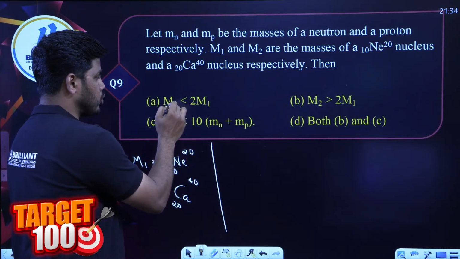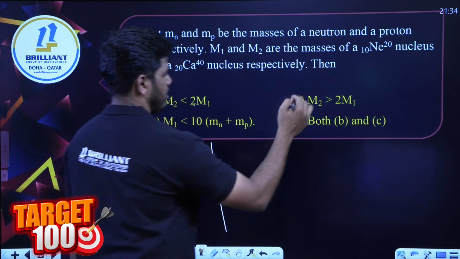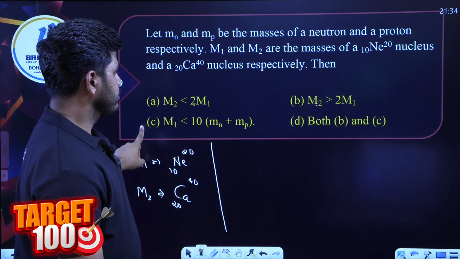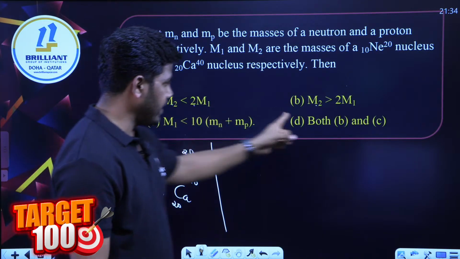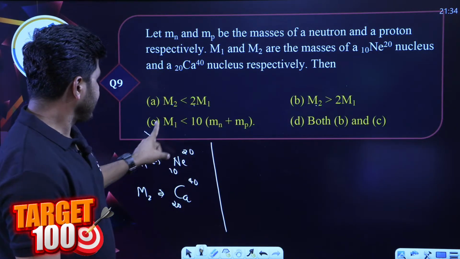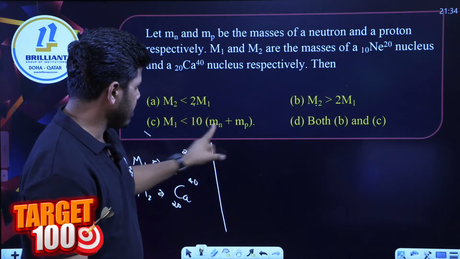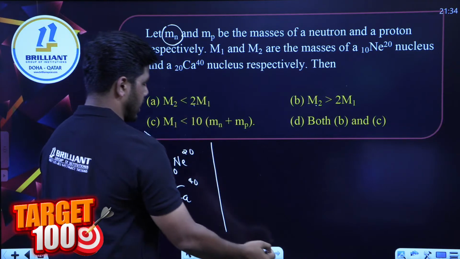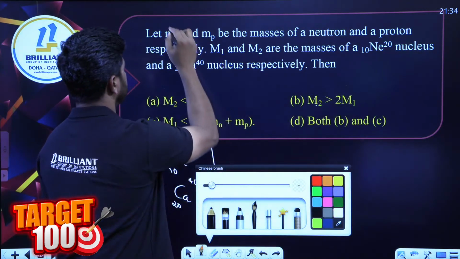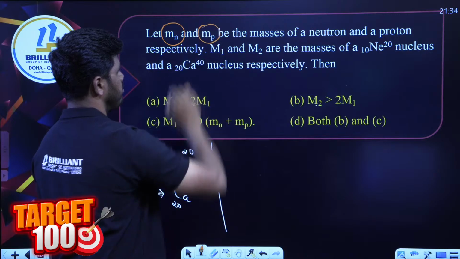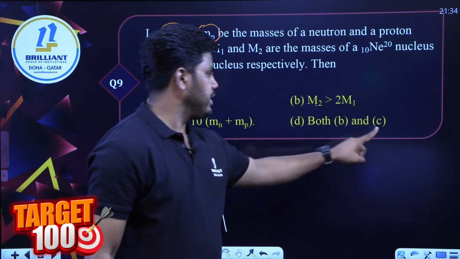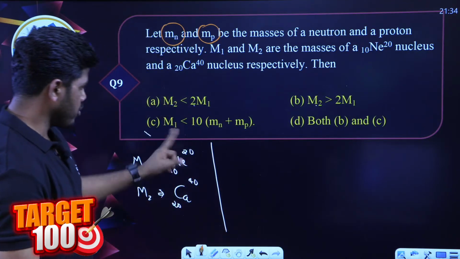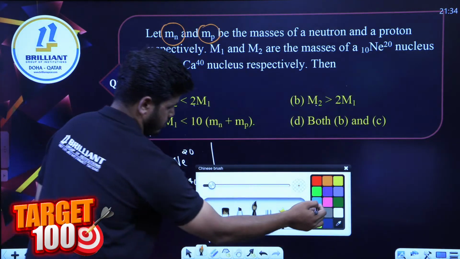Options given are: A, M2 less than 2M1; B, M2 greater than 2M1; C, M1 less than 10 times Mn plus Mp, where Mn and Mp are the masses of neutron and proton; and D, both B and C are correct. So which option is going to be correct? Let us cross check one by one.